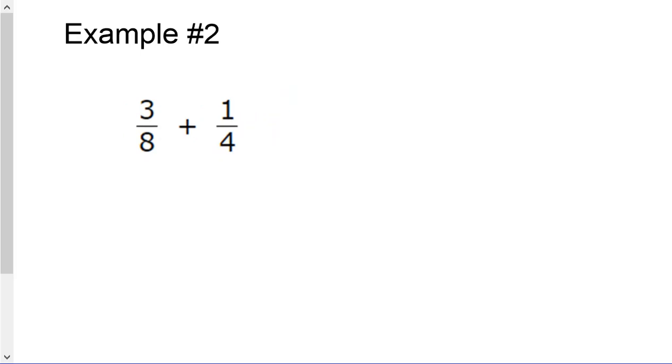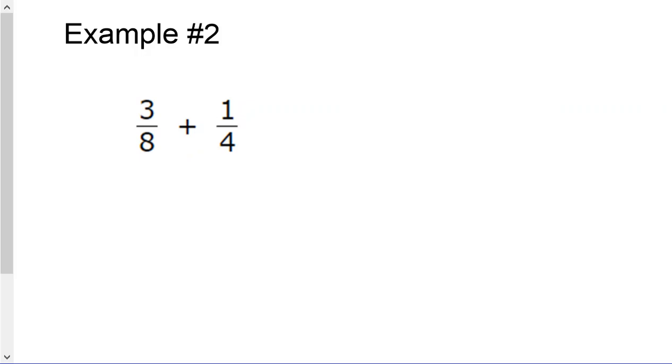Example number 2, 3/8 plus 1/4. All right, we do not have common denominators, so we need to work to find a common denominator. And in this situation, there's a couple ways you can go about it. If you can recognize the denominators and know that they are multiples of each other, then you can find a common denominator that way. Or the other way is to just multiply the denominators toward each other, and that will give you a common denominator.